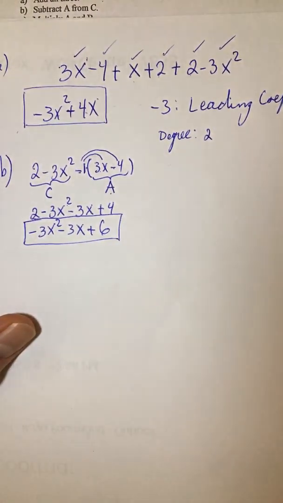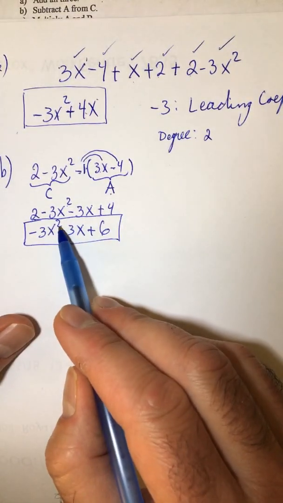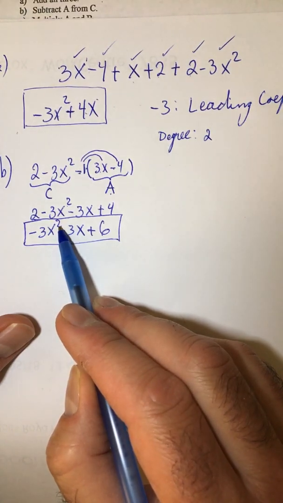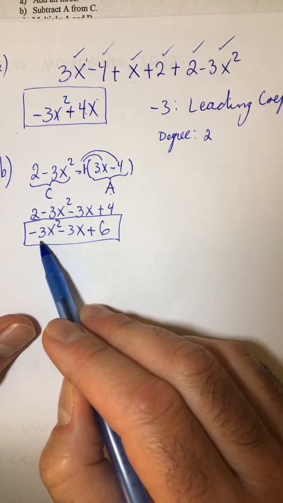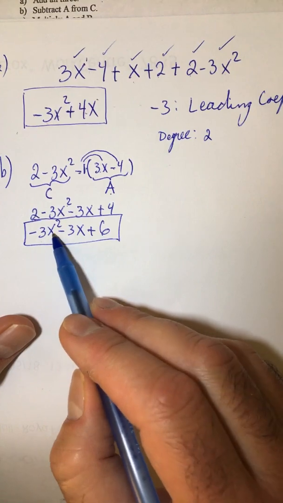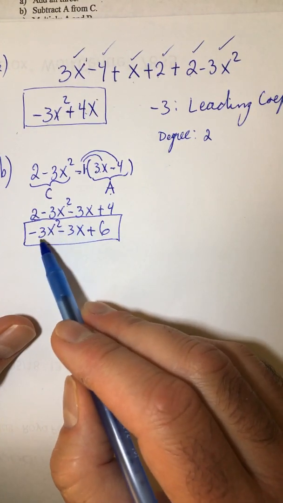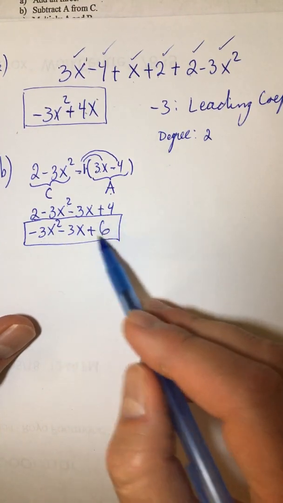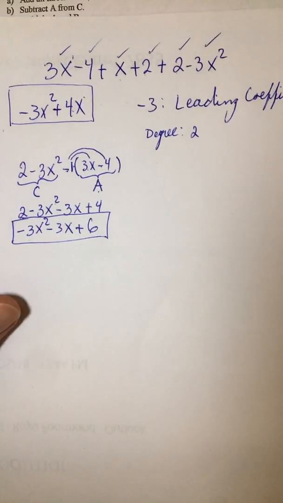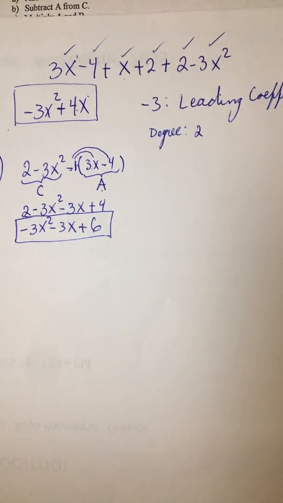So this is again in descending order. The degree happens to be 2 again. That's the highest exponent. The leading coefficient, which is the number attached to the variable with the highest exponent, that's -3. And then we have this number where there is no variable attached to it. And if the number is by itself, we call it a constant. So 6 is a constant.